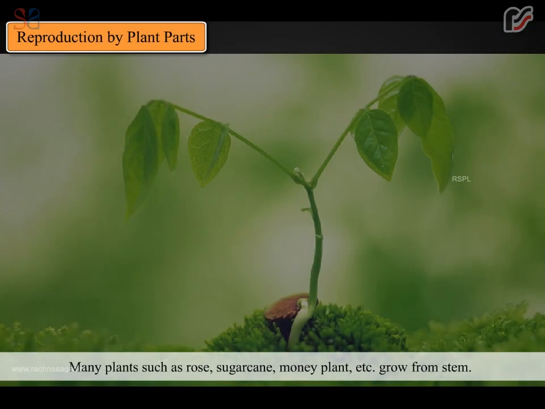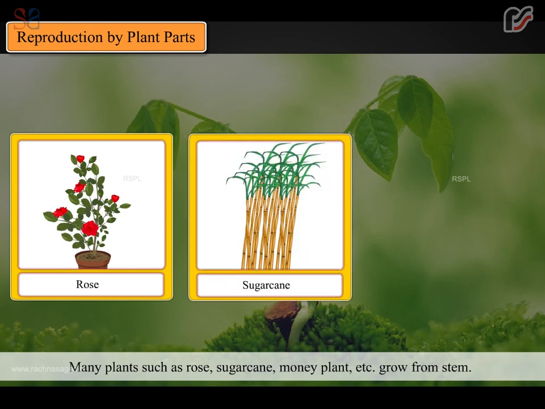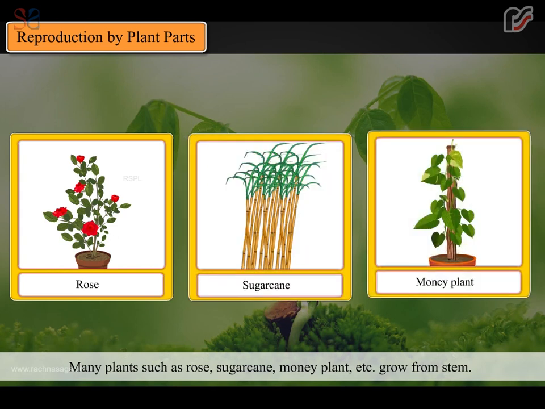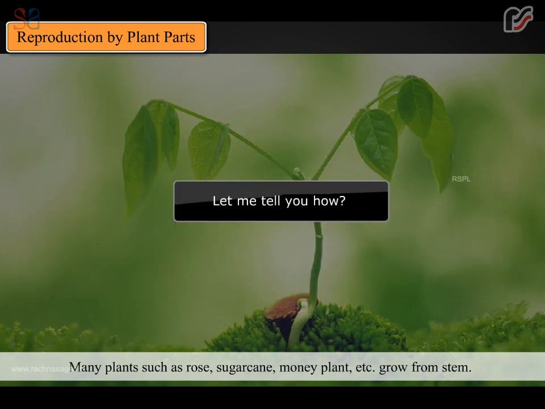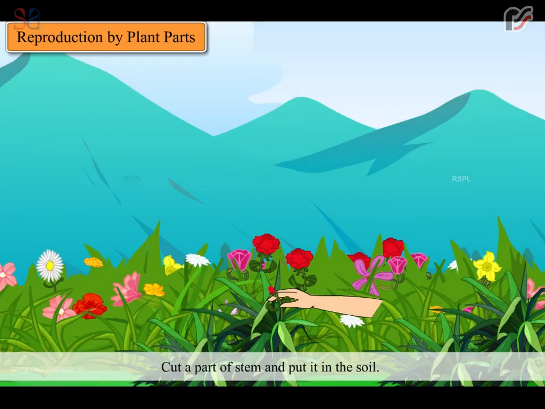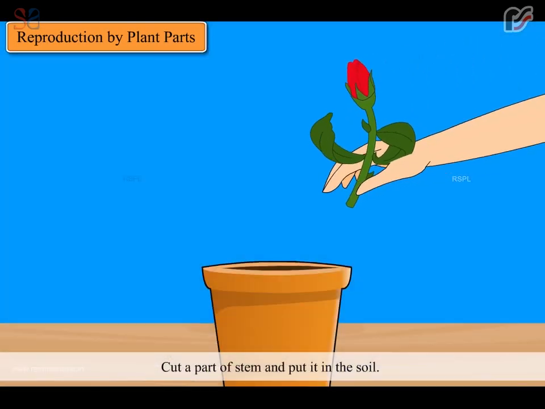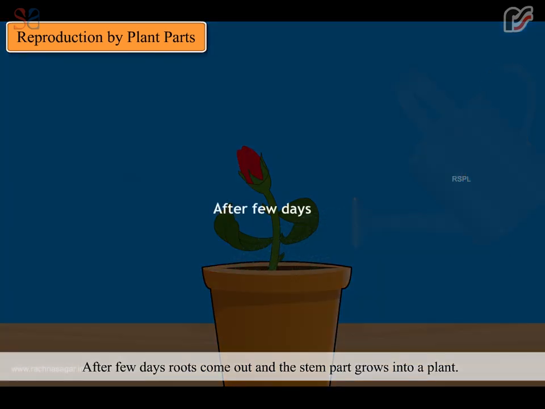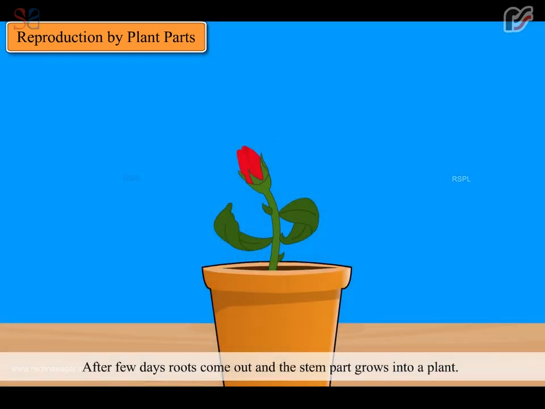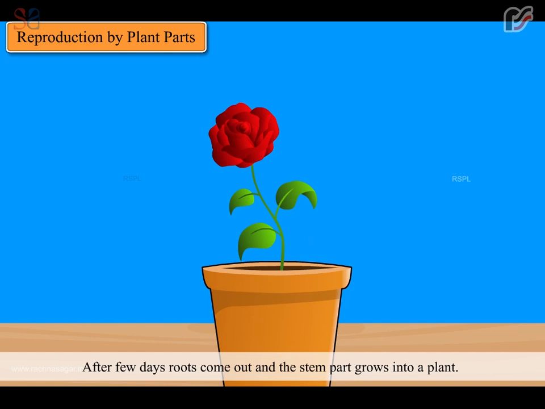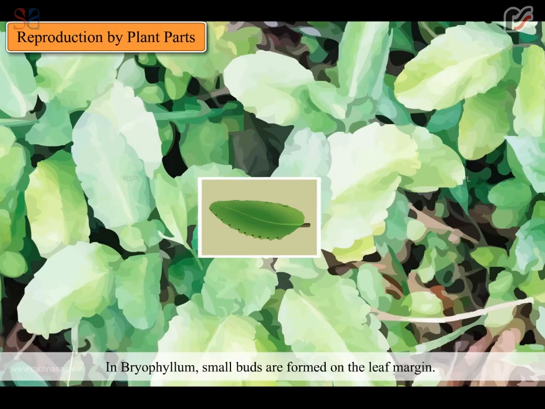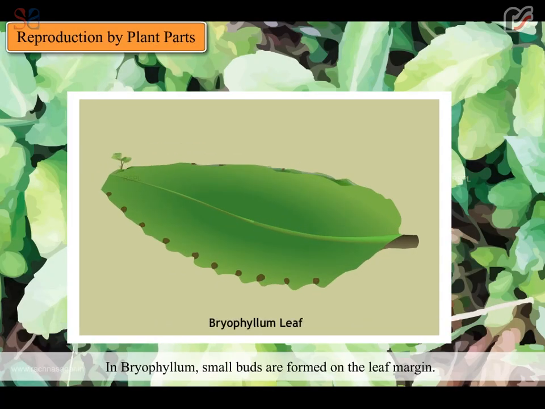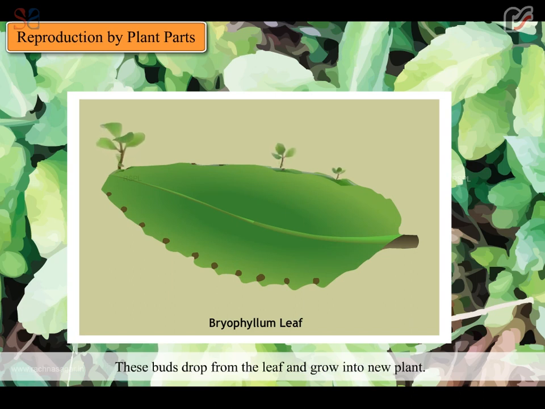Many plants such as rose, sugarcane, money plant, etc. grow from stem. Let me tell you how. Cut a part of the stem and put it in the soil. After a few days, roots come out and the stem part grows into a plant. In bryophyllum, small buds are formed on the leaf margin. These buds drop from the leaf and grow into a new plant.